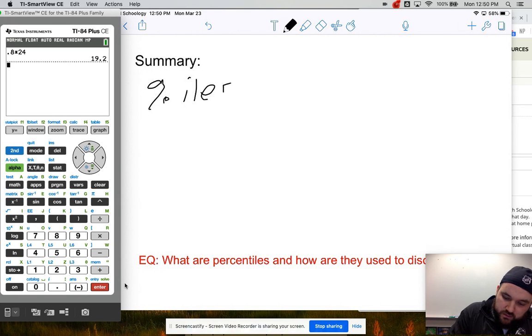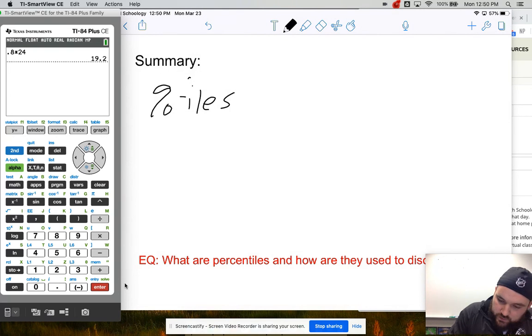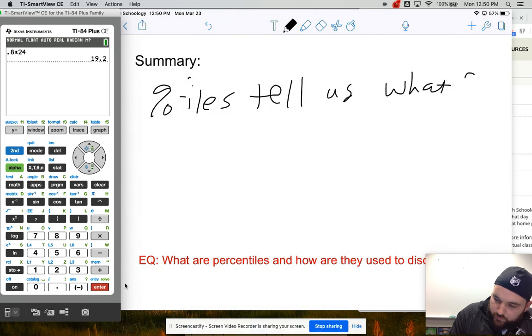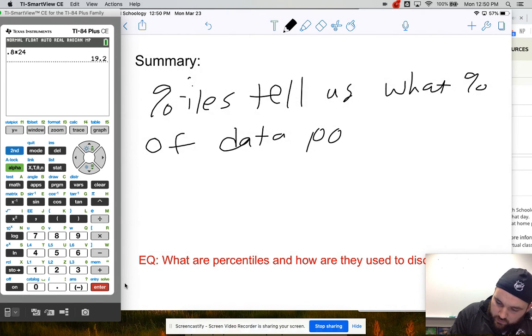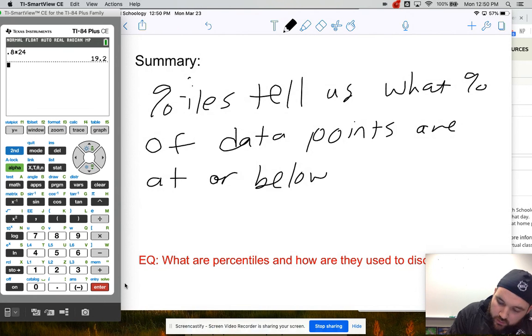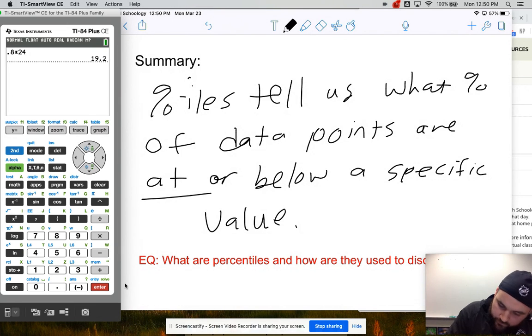Percentiles, oh boy. Percentiles tell us what percent of data points are at or below a specific value. Bam, done.